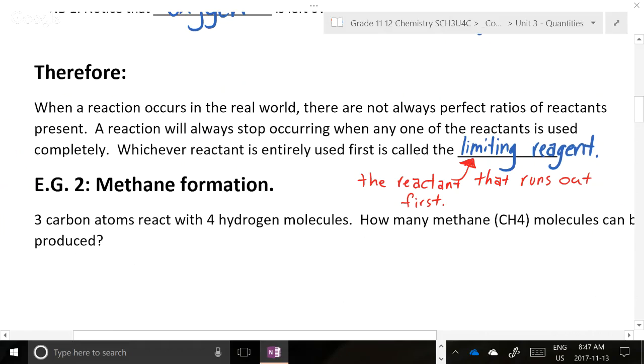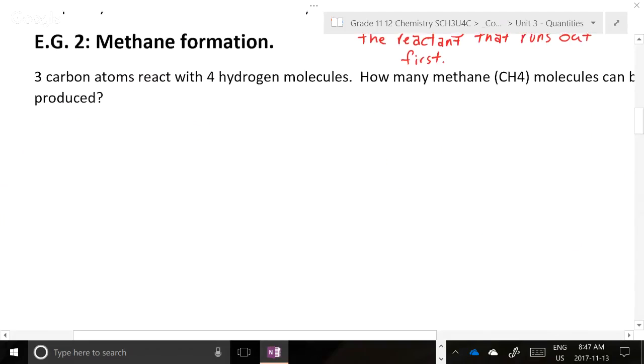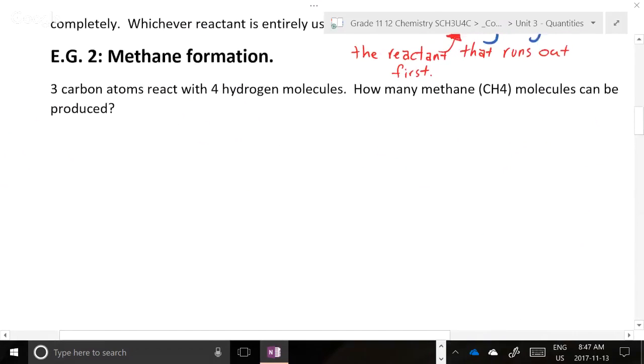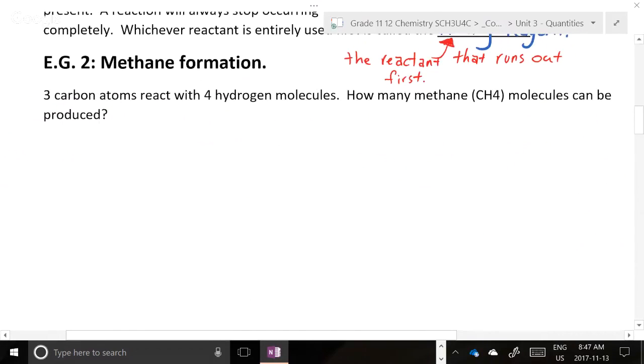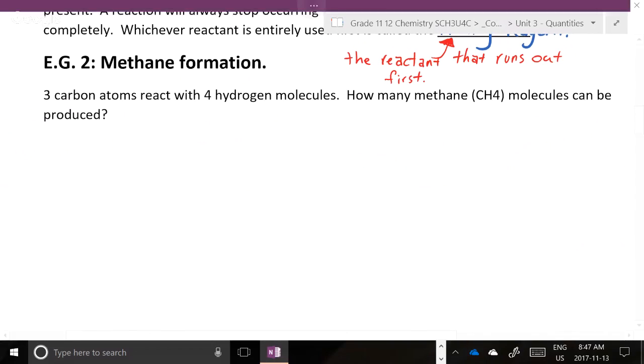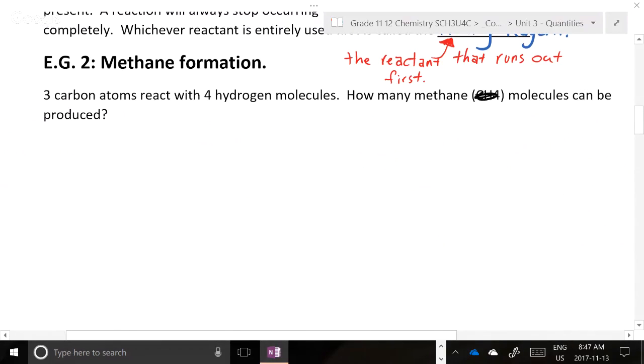Okay, I want to do one more simple atomic level example, and then we're going to jump right into stoichiometry and start talking about masses. But I want to do one more simple one. If I have 3 carbon atoms and 4 hydrogen molecules, how many methane molecules can I make, which is CH4? And of course, that 4 should be a subscript. Shame on me.